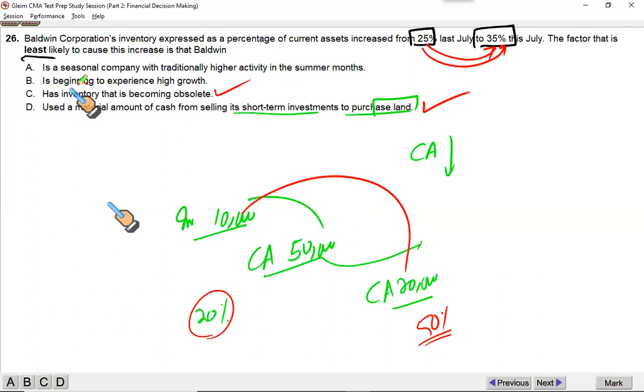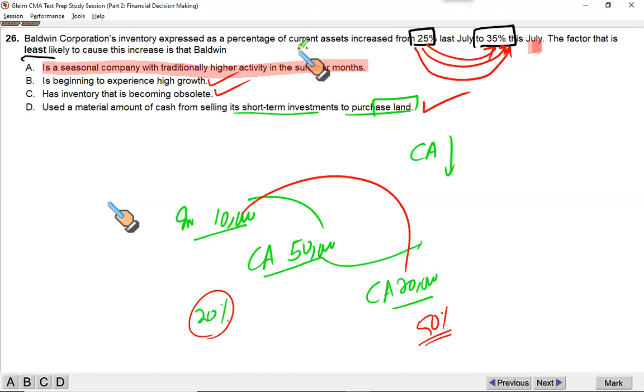B, the company is beginning to experience growth. Since your business is growing, you are now keeping more stock with you. And that is why your stock has swelled from 25% to 35%. This is a valid justification why your inventory level has jumped from 25 to 35. What about A? A says the business is seasonal, with traditionally high activity in summer months. Since the business is seasonal in nature, you always end up at July, and in July every year the inventory activity level is more. So this is not something unexpected.